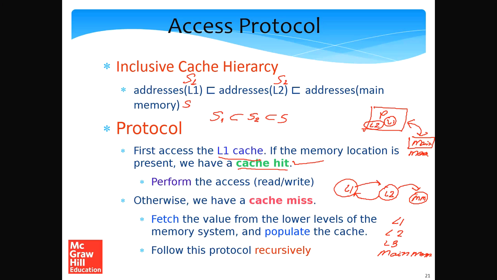But what is most important here is to have an inclusive cache hierarchy, where the addresses in L1 are a strict subset of the addresses in L2, and the addresses in L2 are a strict subset of the addresses in main memory.